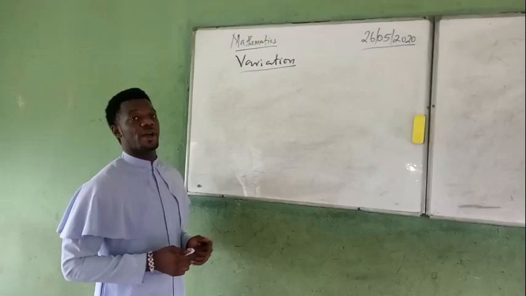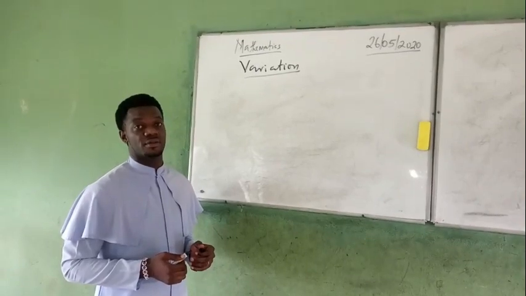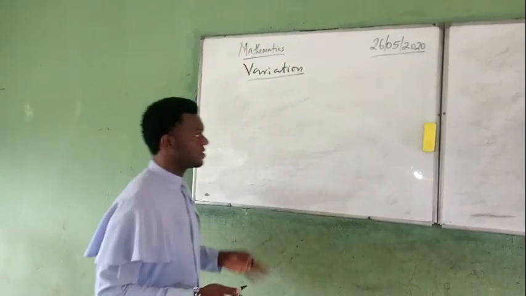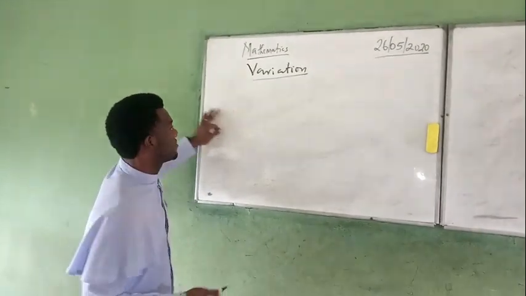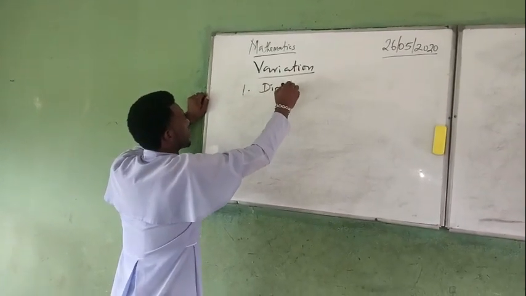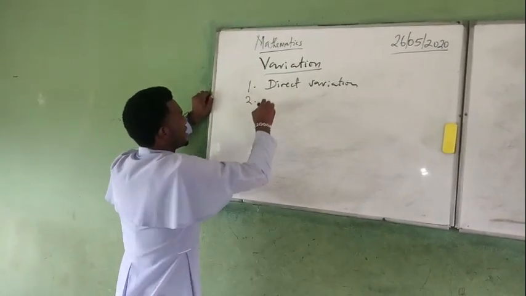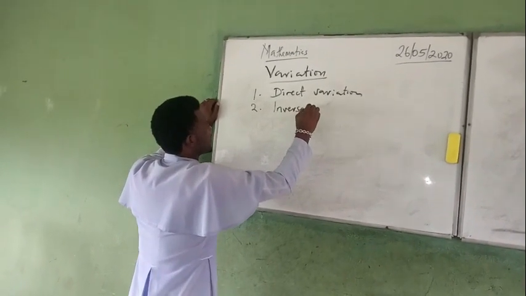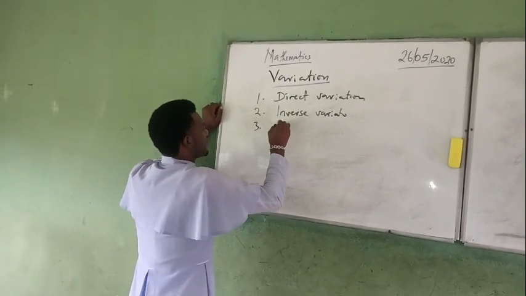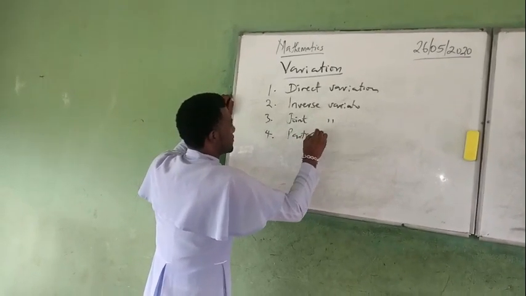We are going to the next topic we are going to treat, a review of variation. Variation, as we did, is the relationship between quantities. And there are 4 types of variation which we treated. The first one, we have the direct variation. Then the second one, we have the inverse variation. Then the third one, we have joint variation. And the fourth one, we have partial variation.